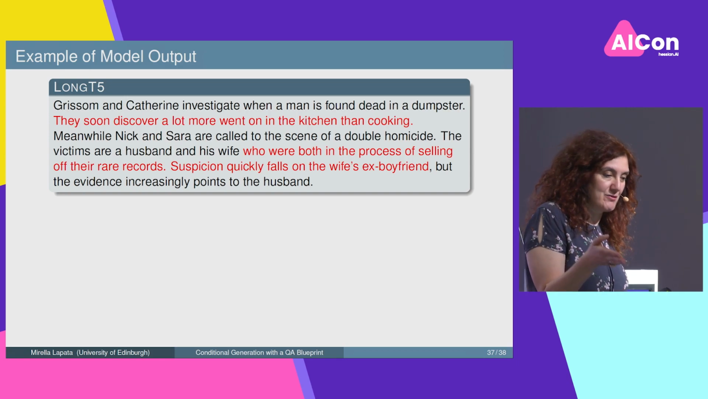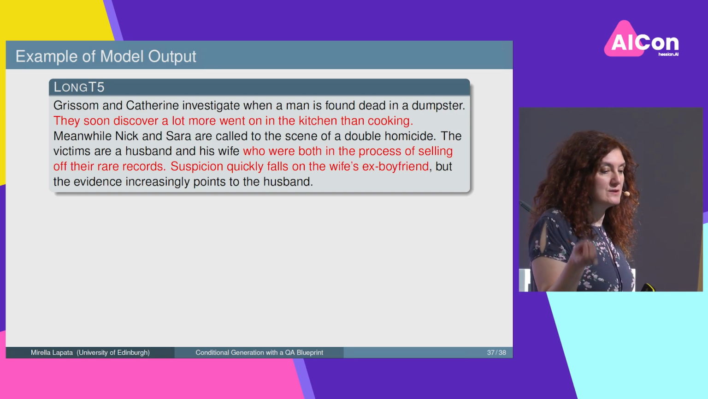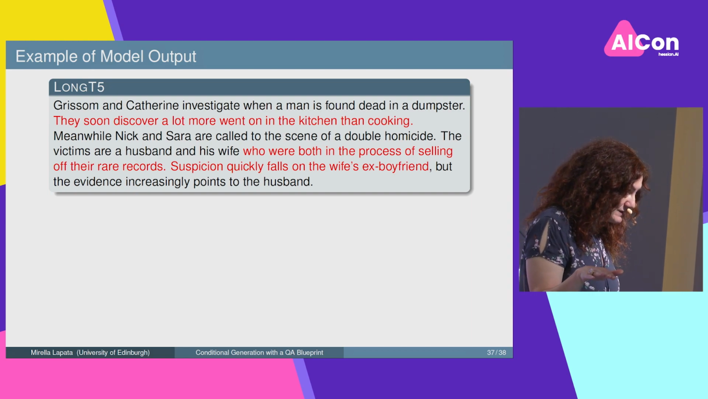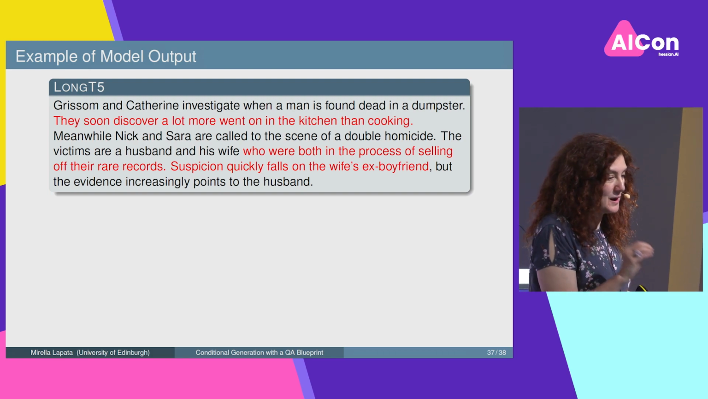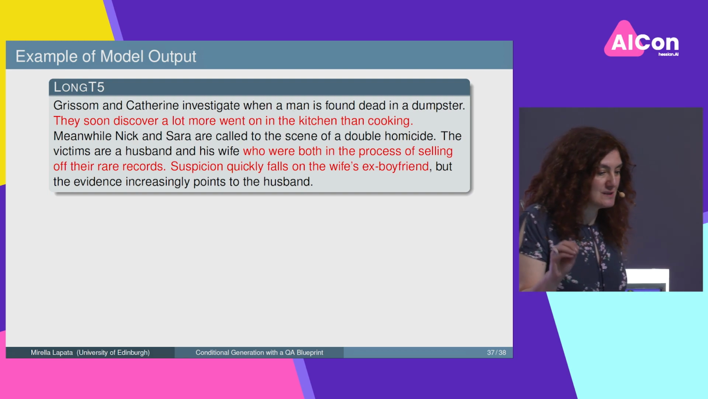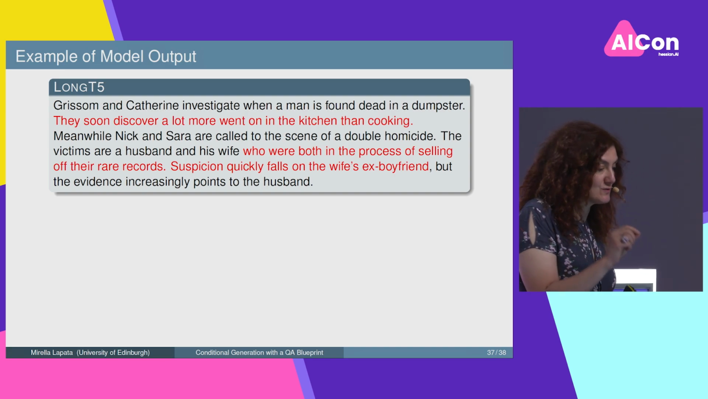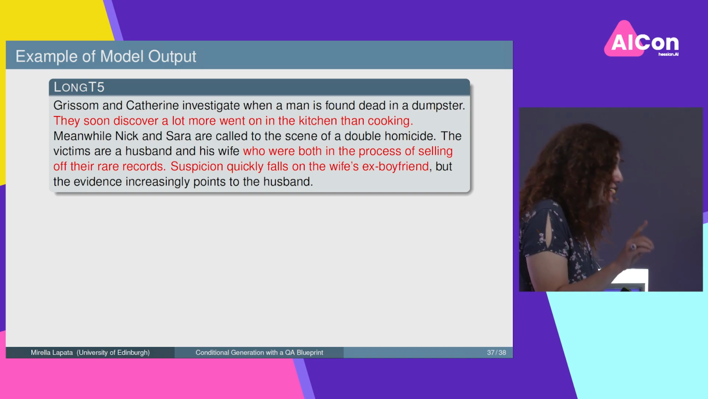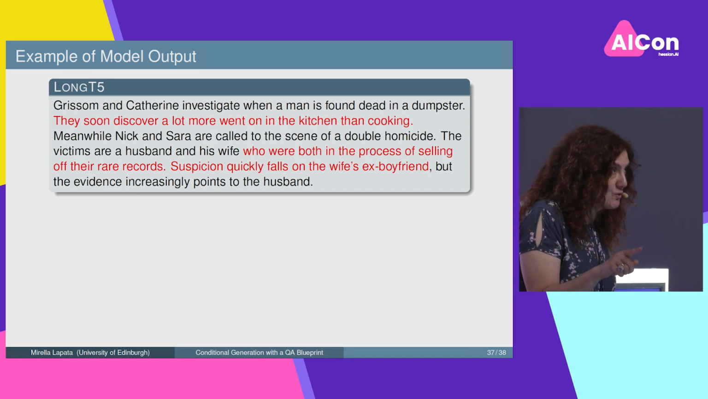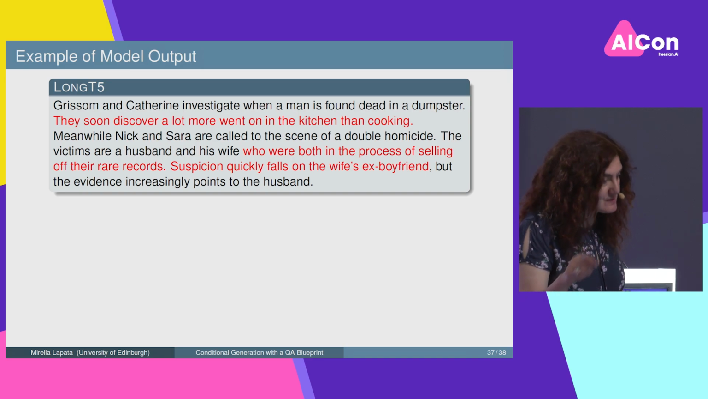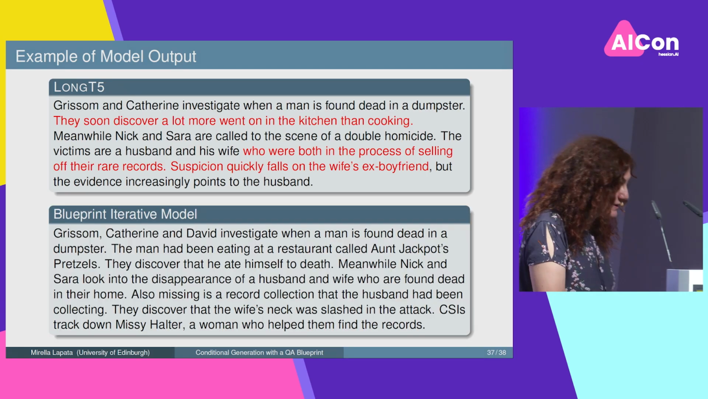Anyway, so 𝐸ₐ and Catherine investigate when a man is found dead in the dumpster. They soon discover a lot more went on in the kitchen than cooking. That is wrong. The kitchen plays a part, but they don't discover anything about the kitchen. Meanwhile, Nick and Sarah are called to the scene for a double homicide. The victims are a husband and his wife, who were both in the process of selling off their records. Wrong. It's only the husband. Suspicion quickly falls on the wife's ex-boyfriend. No, it's the husband's ex-girlfriend. But the evidence increasingly points to the husband. So this is long T5, and now the blueprint output.